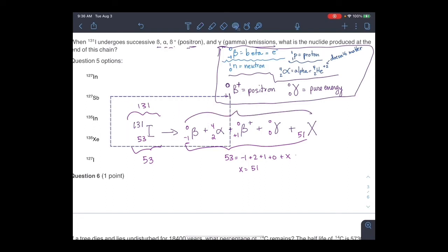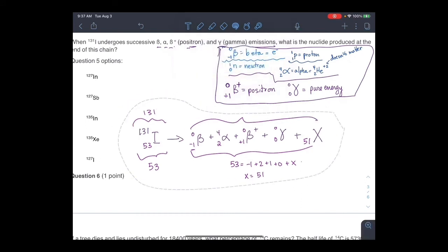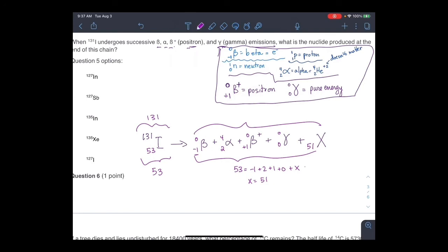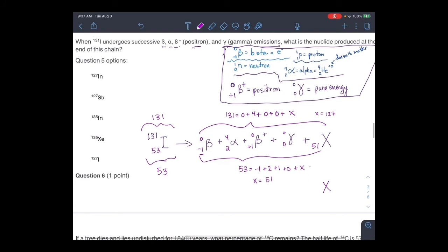So I add all of those. Let me grab this. Move it down just a little bit so I've got room to write. Let's see. So I've got to add to 131. I get a 0. I get a 4. I got another 0 and another 0 and whatever my X is. So 131 minus 4. I did it wrong. I know, it's simple math. It's 127. So X is 51, 127.